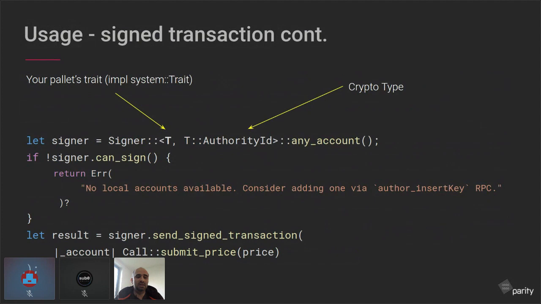T authority ID is a crypto type that allows the signer to query the key store for all the accounts that match the authority key type ID. So by calling any account here, we tell the signer that we only want to use any available key that matches the authority key type ID to sign the transaction. And lastly, what we call here is send signed transaction, where we pass a closure parameter that gets the account with which we're signing the transaction, and the closure is expected to return the call that is submitted on chain.